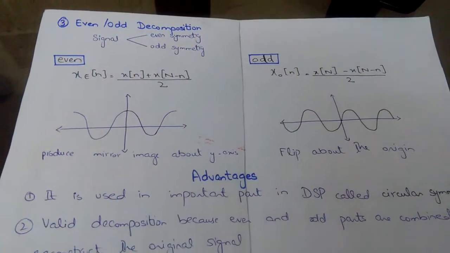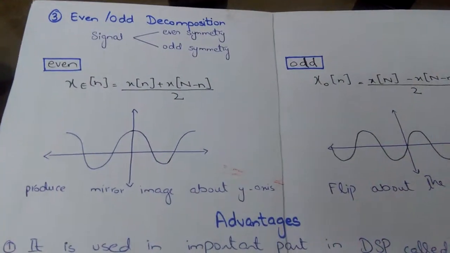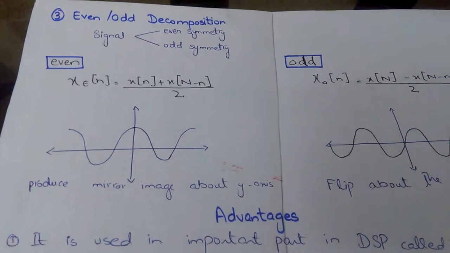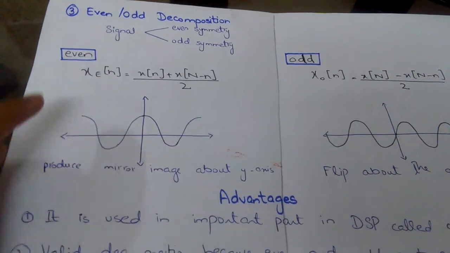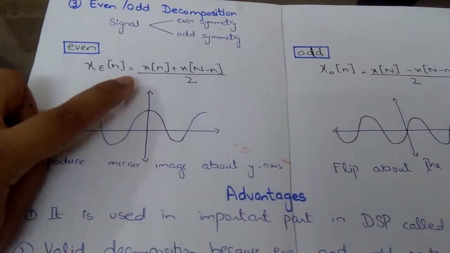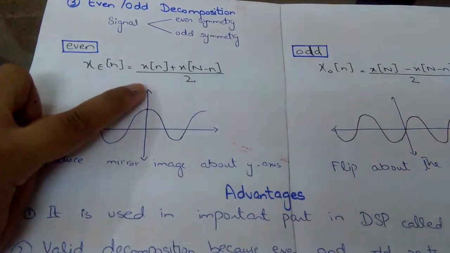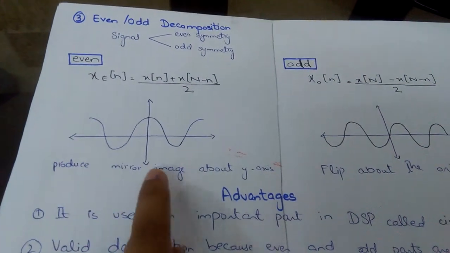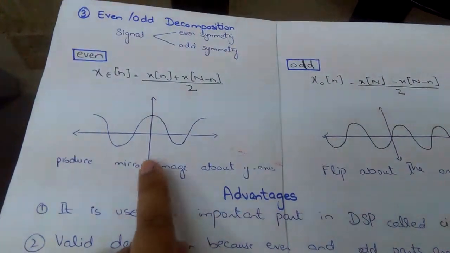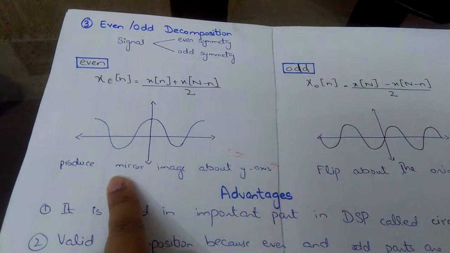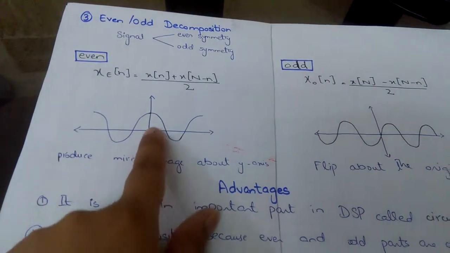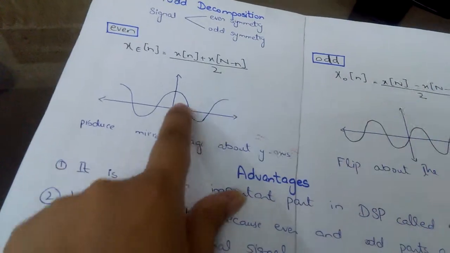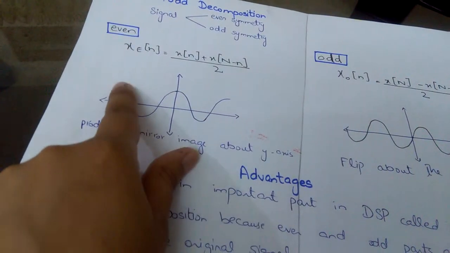Even odd decomposition: the signal is divided into even symmetry and odd symmetry. In even symmetry, x_e[n] is equal to (x[n] plus x[-n]) divided by 2. The signal we obtained is this. What is produced? It produces a mirror image about the y-axis. This is the signal and its mirror image about the y-axis.